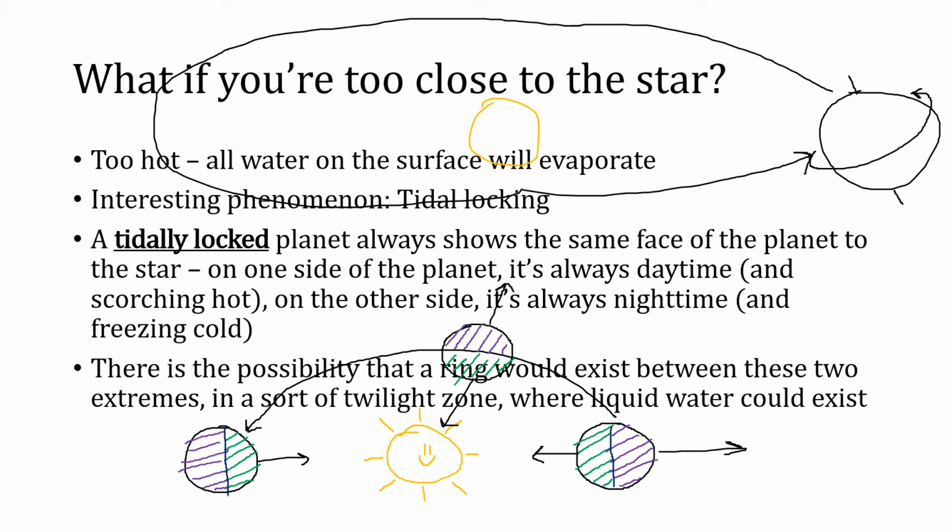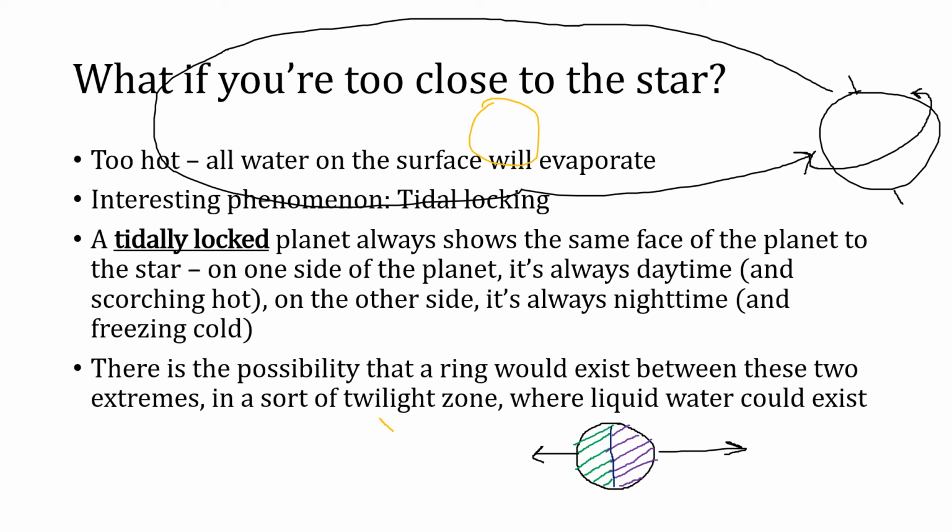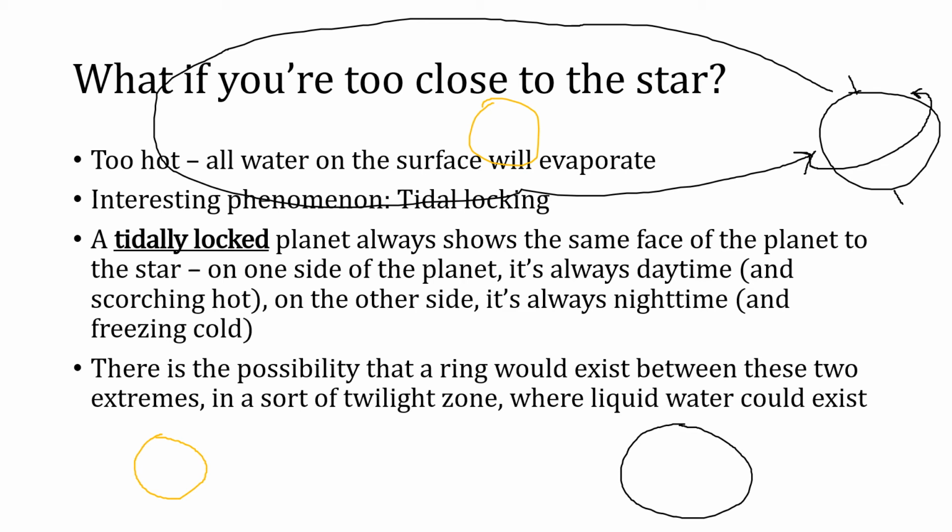Let me get rid of all the wonderful drawings here first, and then we will re-explain how this could happen. So we're going to have to draw in our star again. I'm going to draw in the star right here. We're going to have to draw in the planet again. Let's draw the planet right here, nice and big. I know I've made the planet bigger than the star, don't worry about that. And suppose we've got our two sides of the planet. So we've got our green side here, and we've got our purple side here.